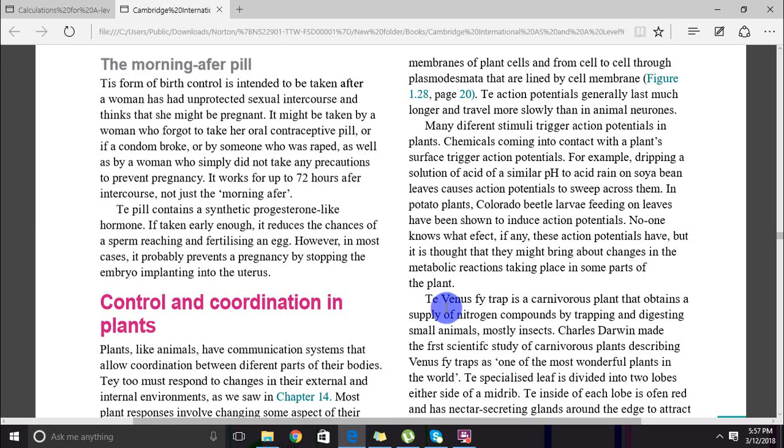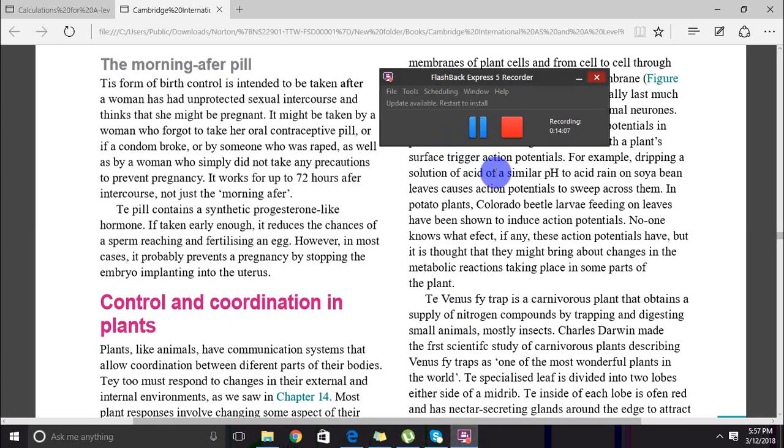And the first learning outcome is: describe the rapid response of the Venus flytrap to stimulation of hairs on the lobes of modified leaves and explain how the closure of the trap is achieved. So this doesn't seem all that complicated, but there are a lot of steps.